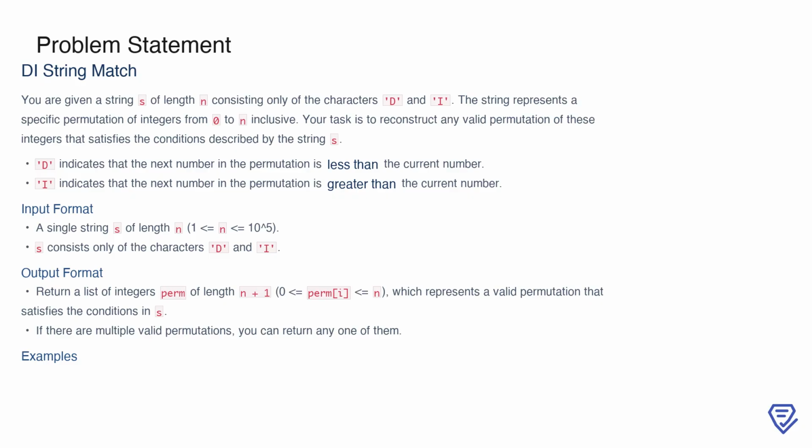Here, each character in the string determines the relationship between consecutive numbers in the permutation. If the character is D, the next number in the sequence must be less than the current number. On the other hand, if the character is I, the next number must be greater than the current number. The input to the problem is the string S, and the output is a list of integers that forms a valid permutation. If there are multiple valid permutations, you can return any one of them.